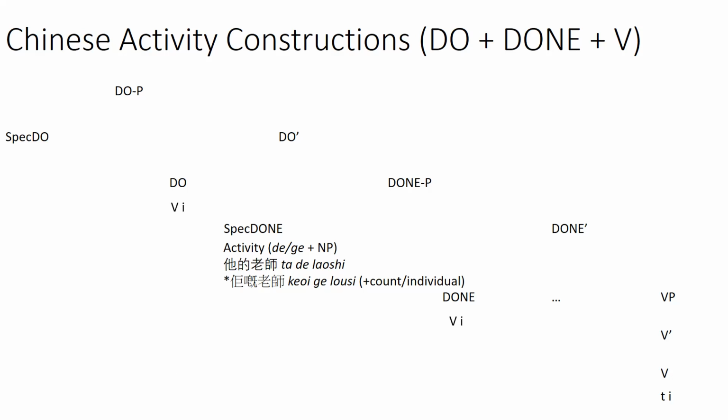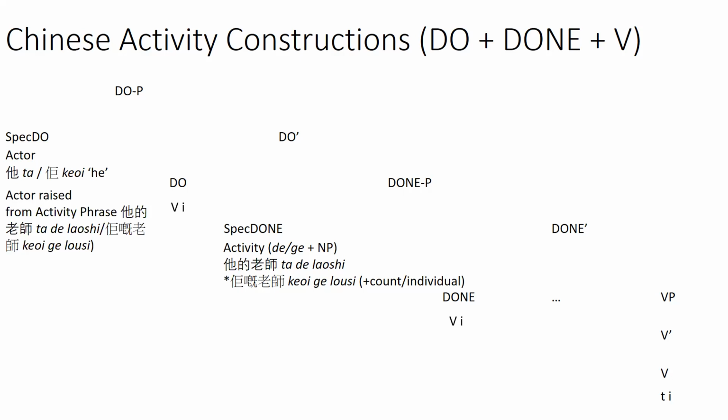Now, if the verb moves further to a do line verb pair, it selects an actor in the specifier of do. And here, for example, we get 他 and 佢, meaning he. The actor here is raised from the activity in the specifier of do. As such, the activity phrase has to consist of an embedded clausal complement. Here, I've argued that the clausal complement minimally consists of do be. It could be a full T, but for our purposes, let's just focus on the do be bit, where the actor is base generated and then raised further to the specifier of do in the matrix clause.